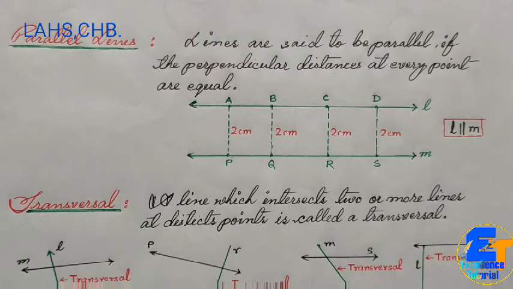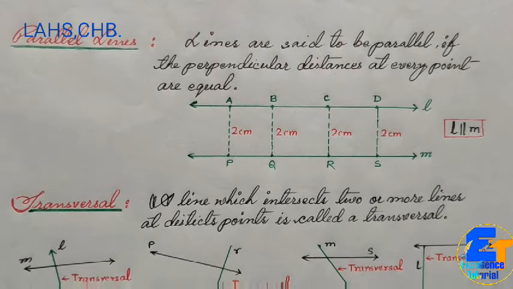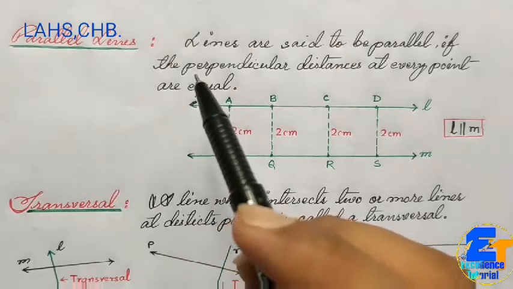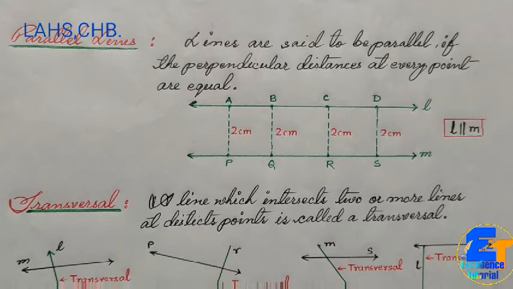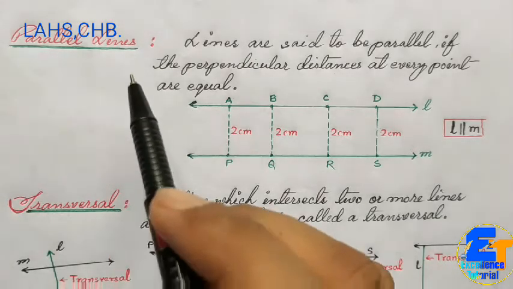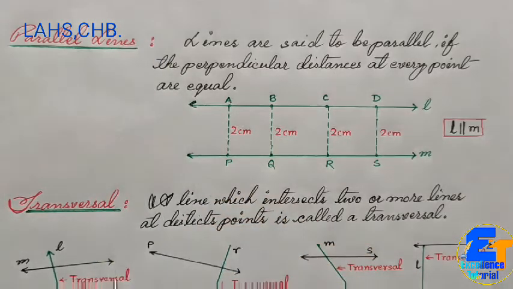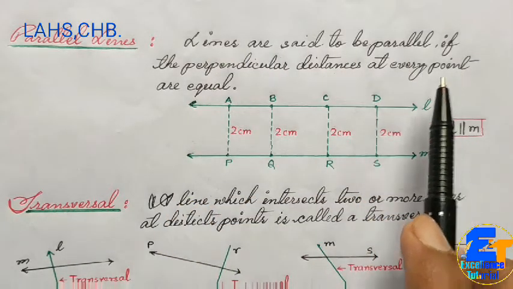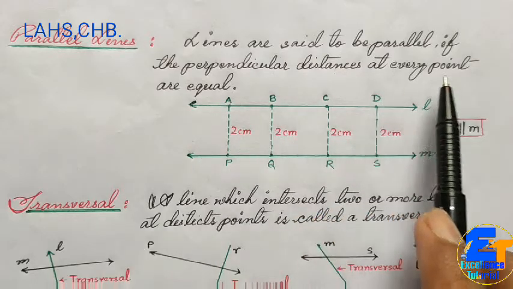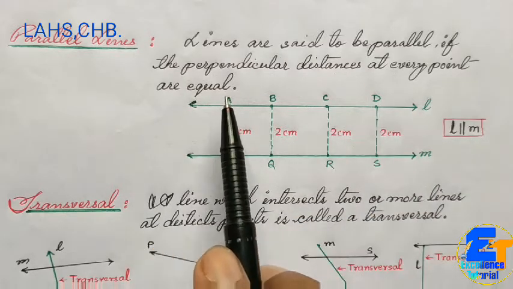See, I have written some notes here about the parallel lines. I don't think all these words are new for you. You already got them in junior classes. So this is just for the clearance of your basic concept. See about the parallel lines. When are two lines said to be parallel? Very simple. Lines are said to be parallel if the perpendicular distance at every point is equal.